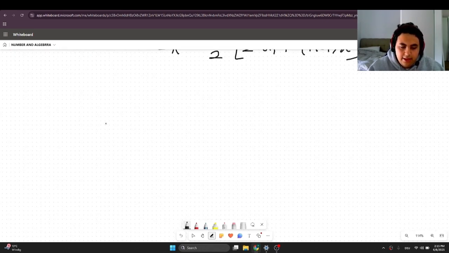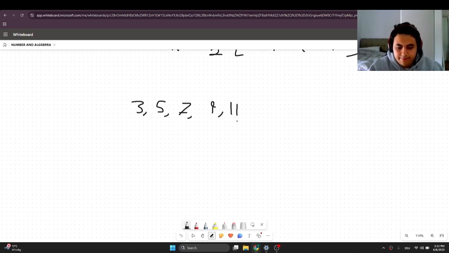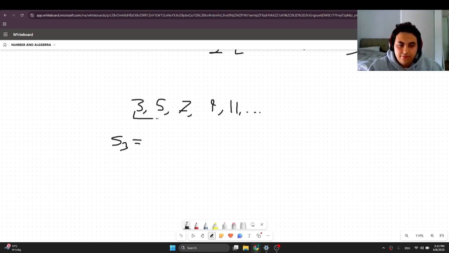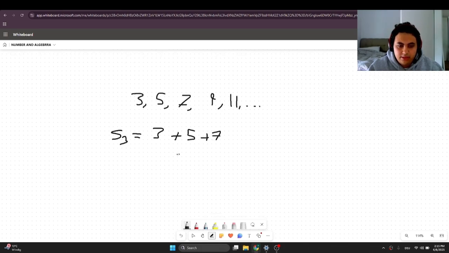Let's say we have an arithmetic sequence 3, 5, 7, 9, 11, and so on; sorry, this keeps on going infinitely. Now we're supposed to find S3. S3 is pretty simple. It means that we're going to add the first 3 terms of the arithmetic sequence. So we're going to be adding 3 plus 5 plus 7, so S3 is therefore 15.